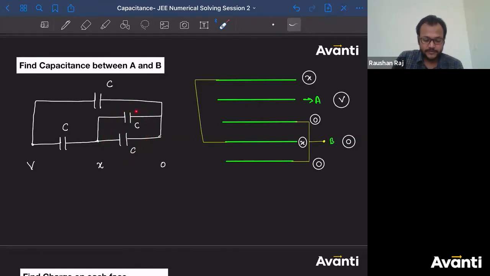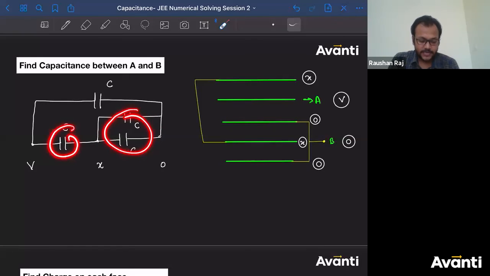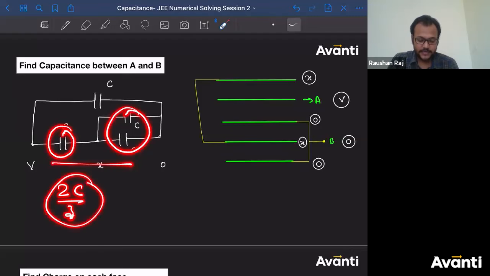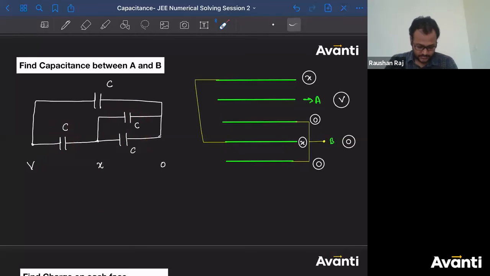बताओ चलो, ये क्या है? Parallel में. So this will give us 2C, है ना? Now this 2C and this C, they are in series, right? So 2C by 3 is the capacitance of this arrangement, these three, 1, 2 and 3. Okay. माइक को क्या हो गया? बार बार गिर जा रहा है.